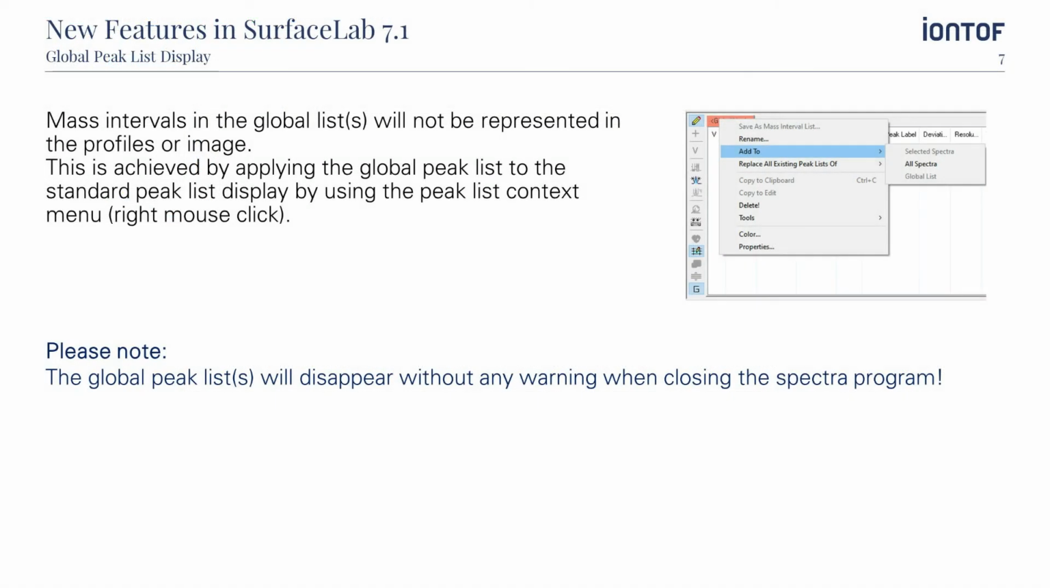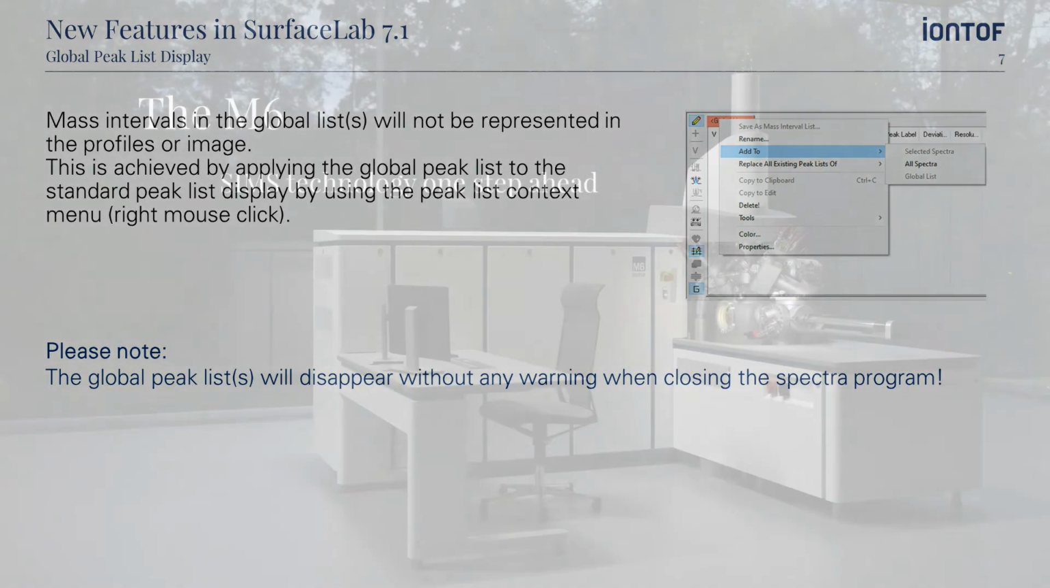Just one last point. Please note that the global peak list will disappear without any warning when you close the Spectra program. Therefore, make sure that you either save it as a mass interval list or add it to the data views and save it in the etax files if you want to continue to work with these data lists at a later point in time.